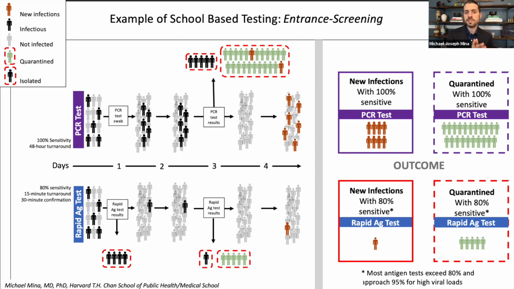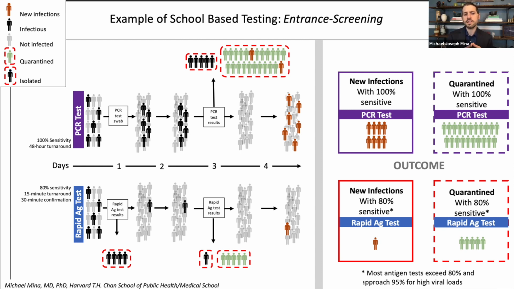So it's 100% sensitive, but you have 10 person days walking around infecting others. So that might lead, for example, to 8 or so additional people infected, and upwards of 20 or 25 people who have to go into 2-week quarantine.